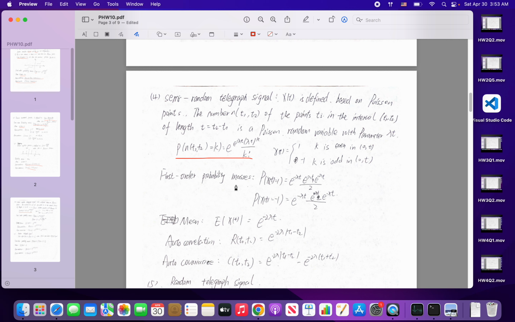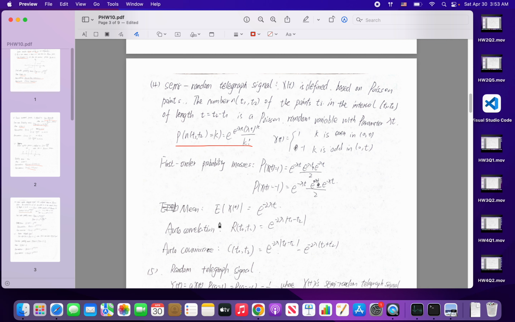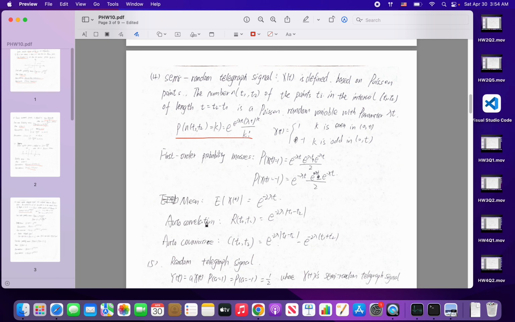And we get the first order probability masses. When X(t) is equal to 1 it is this, X(t) is equal to minus 1 it is this, and the mean is e to the power of this. And this is the correlation, this is the covariance.